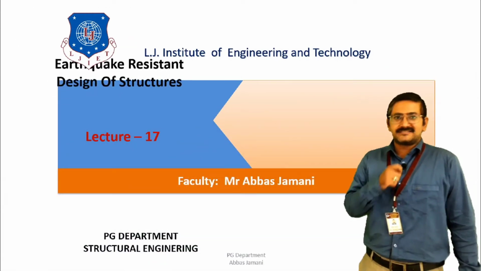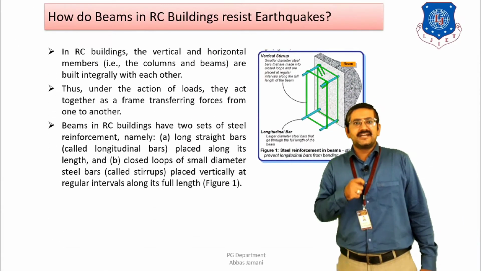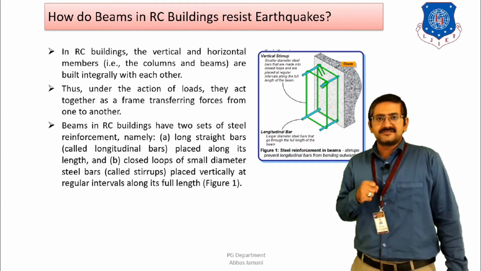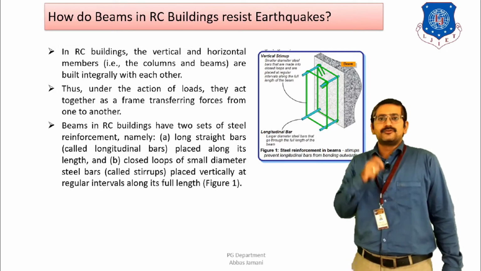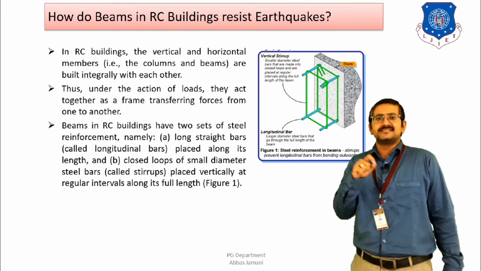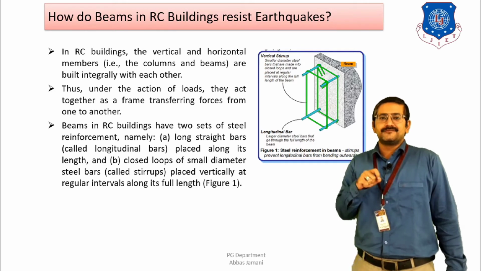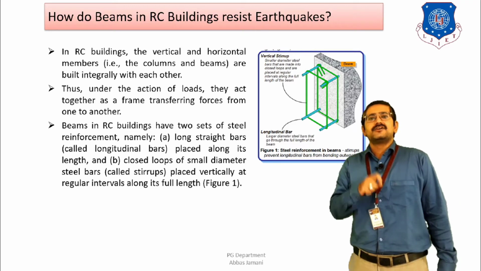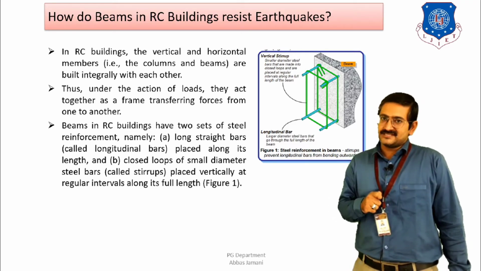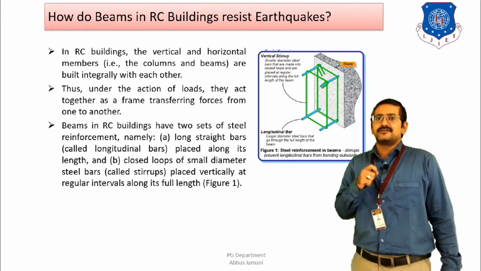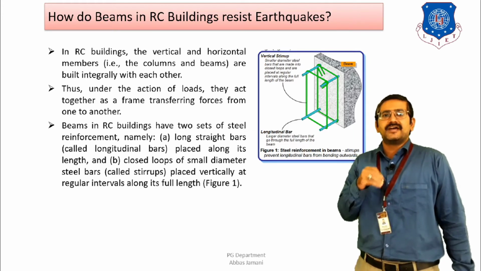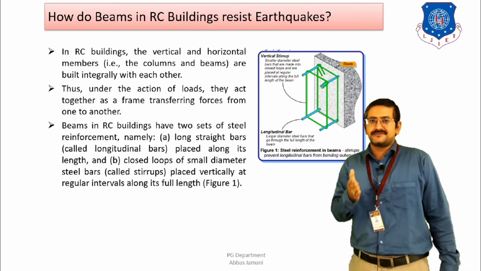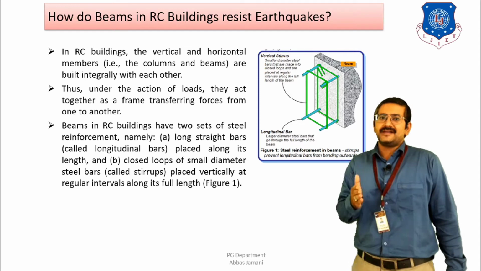Right? So let us start today's discussion with the first understanding of how beams in RCC buildings resist earthquakes. In RCC buildings, two columns and the horizontal member, that is the beam, combine together to form the moment resisting frame. As a result, the reinforcing bars of beams and columns are integrated into each other. Under the application of loads, these members are going to transfer the force from one to another, and they are going to act together, right?